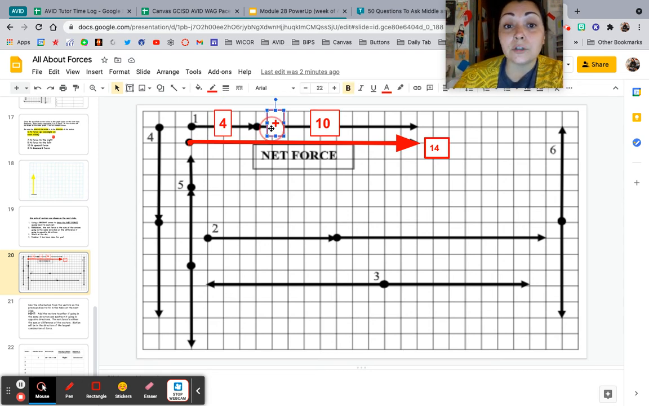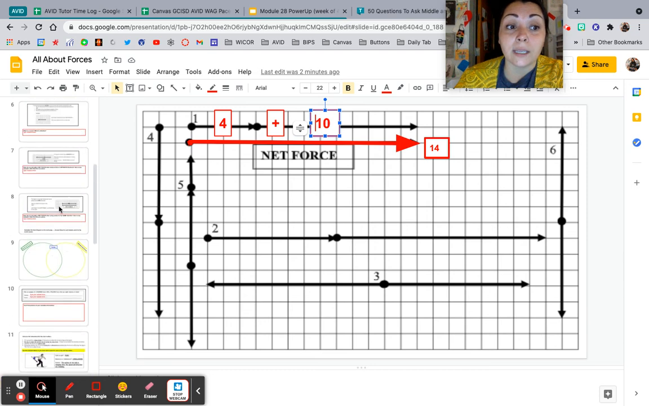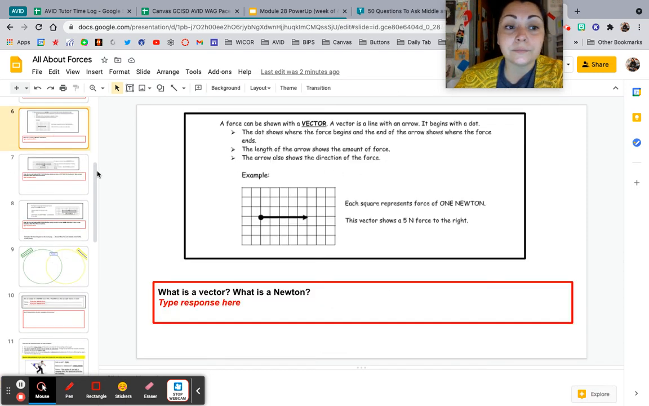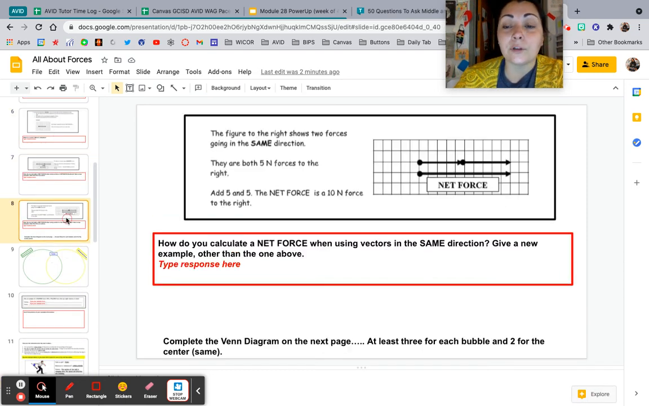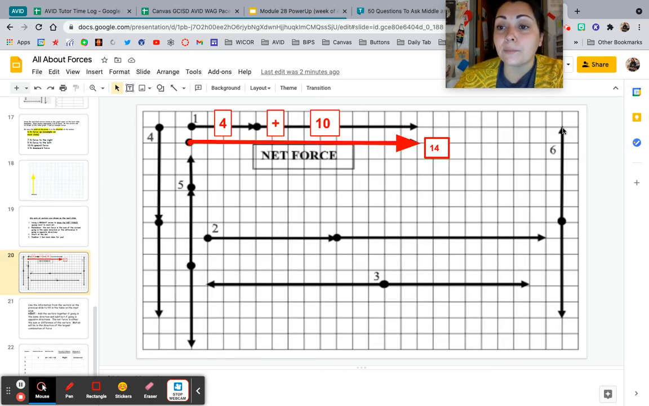And if you want to do what I did with the text boxes to kind of check your answers, that's a great idea. Just be aware that, for example, number 6, they're moving in opposite directions. So you need to look back at slide 6 to figure out what that looks like if they're moving in opposite directions. So slide 7. And if they're moving in the same direction, slide 8. So just be aware, for example, number 6 is in opposite directions versus number 2 are moving in the same direction.